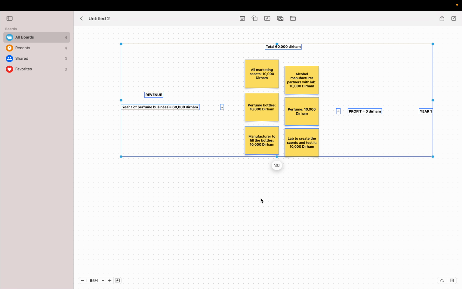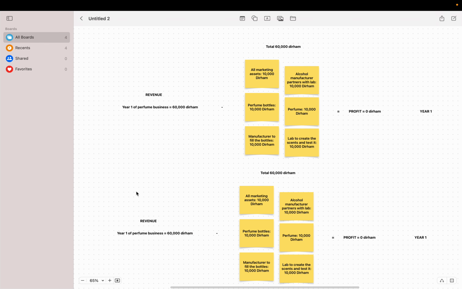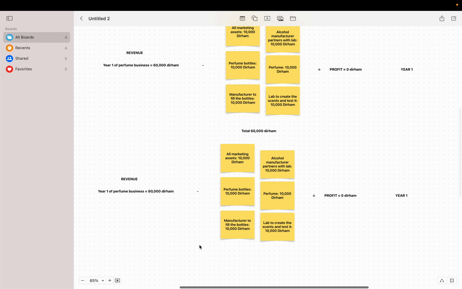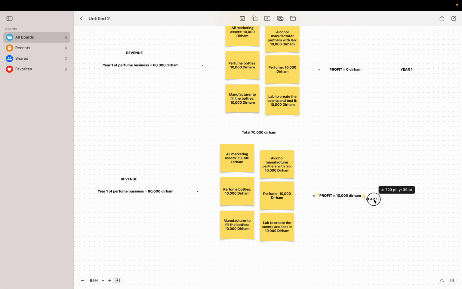I'm going to copy paste this now. Let's say the next year I make 80,000 dirham and I have the same costs. It's not really logical to have the same cost every year unless it's a fixed cost. Total 70,000 dirham. So my profit is 80 minus 70, 10,000 dirham. My profit is actually 10,000 dirham. This is the break-even point.